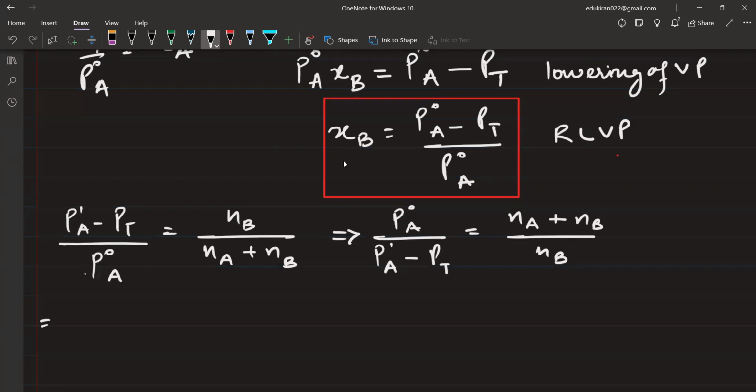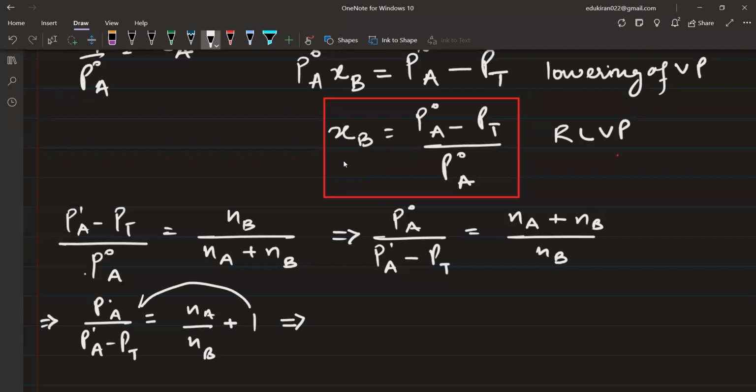Now we divide by n B on both sides. So I will get P naught A minus P total, this will be equal to n A upon n B plus n B upon n B. n B upon n B we can write as 1. Then I will get this 1 on the left hand side: P naught A upon P naught A minus P total, minus 1, will be equal to number of moles of A upon number of moles of B.